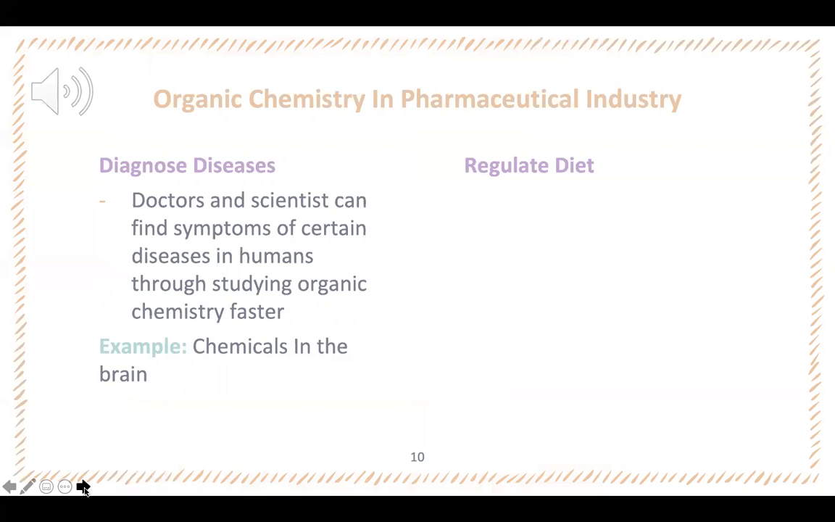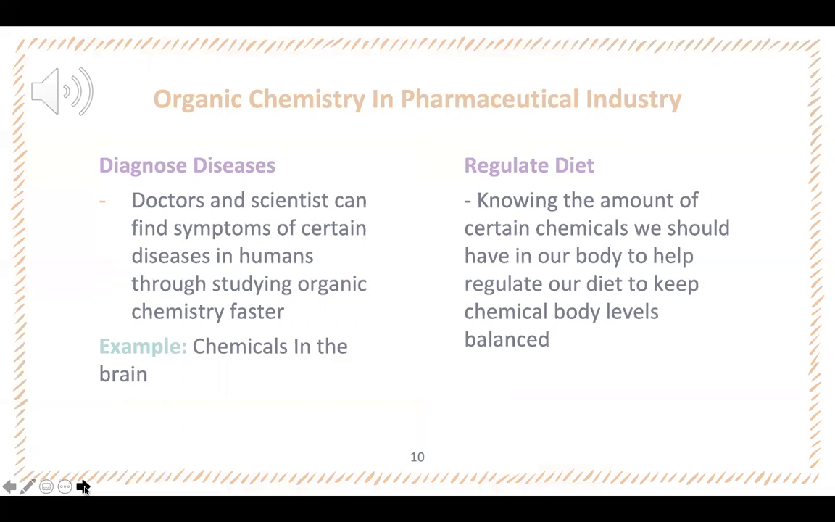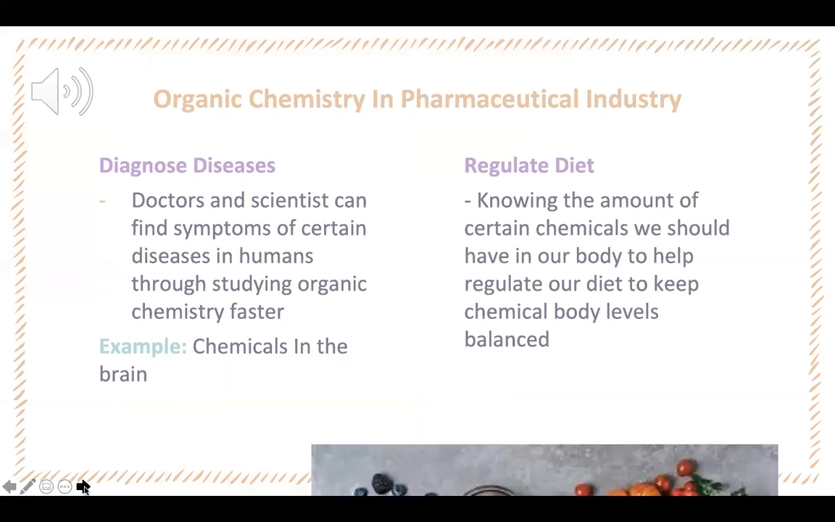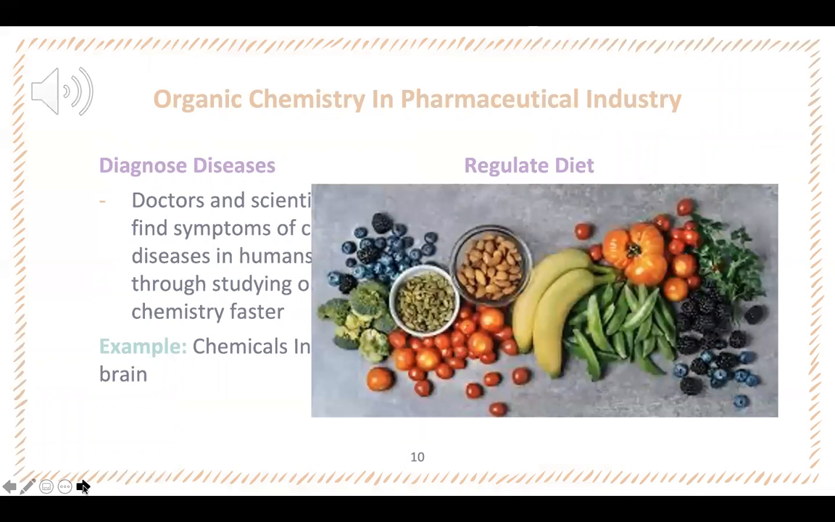To understand how neurotransmitters bind to the nicotinic receptors in our brain, scientists must understand organic chemistry. Through organic chemistry, we can have a better idea of how to regulate our diet to keep our chemical levels within our body balanced. Knowing the amount of carbohydrates, proteins, minerals, and acid levels that our body requires helps to determine the amount of food we must consume daily. Consuming the proper amount of food helps to keep us healthy.